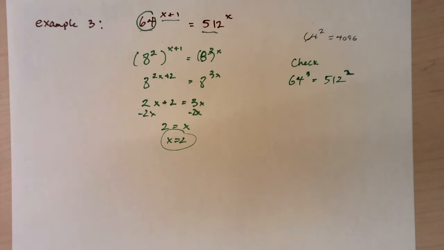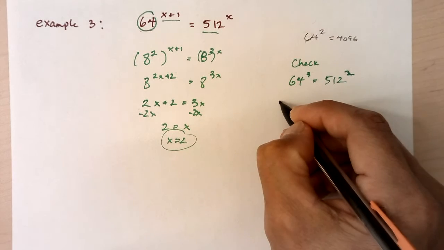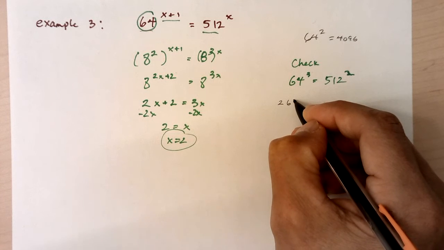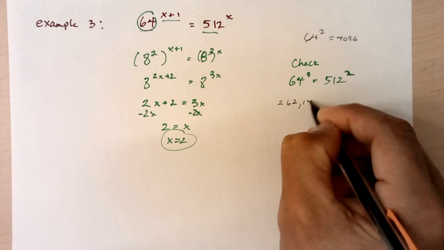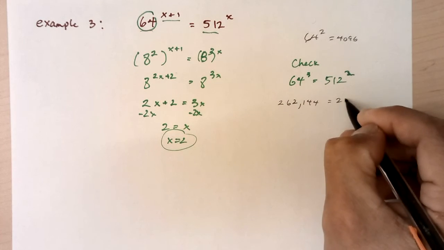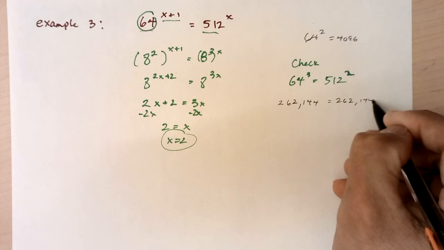So now I can check on my calculator: 64 to the third power is 262,144. And then on the right side, 512 squared is the exact same number. So it checks out. Our solution is correct.